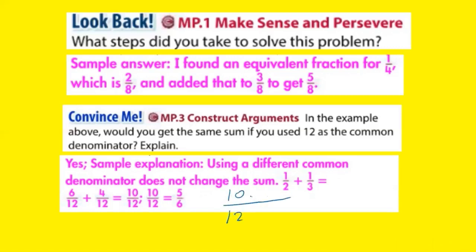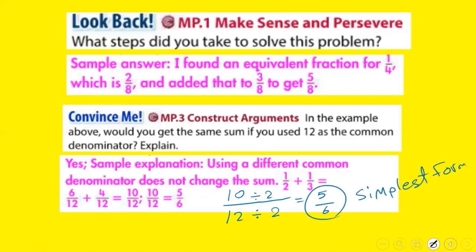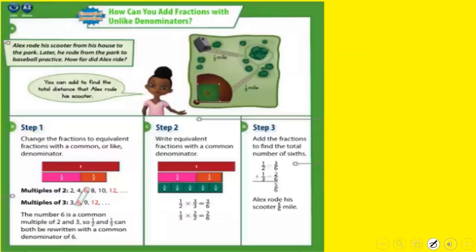So the common factor between 10 and 12 is what? It is 2. Divide by 2 up and down. 10 divided by 2 equals 5, and 12 divided by 2 equals 6. This is called the simplest form. Okay, now move to guided practice.